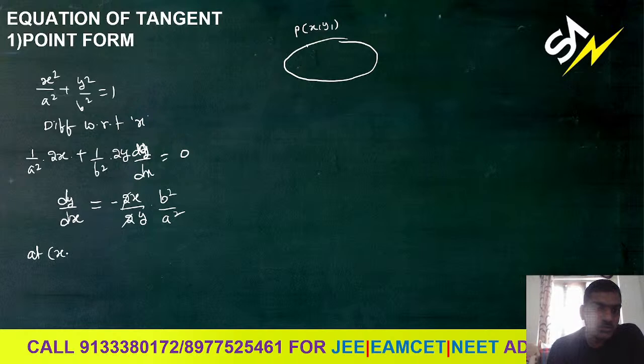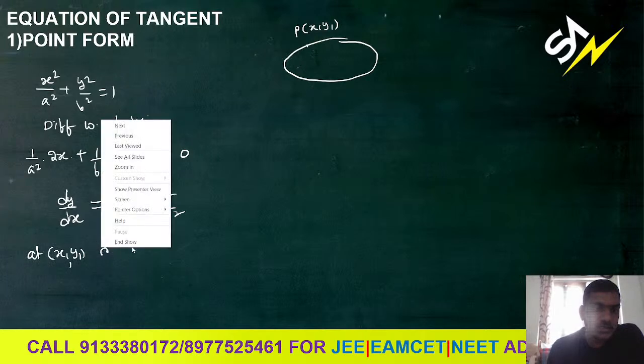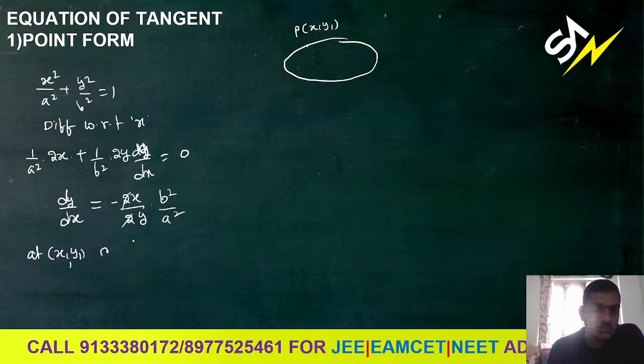At (x1, y1), what do we get? We can get the slope of the tangent at (x1, y1). The slope of the tangent is equal to minus x over y, that means minus x1 over y1 times b square over a square. This is the slope of the tangent.